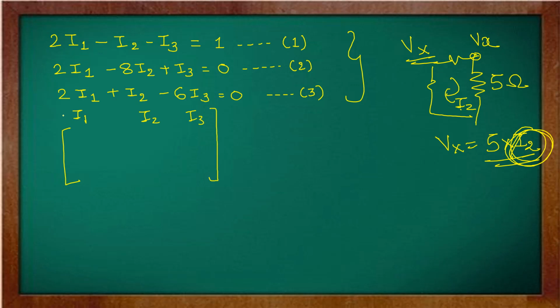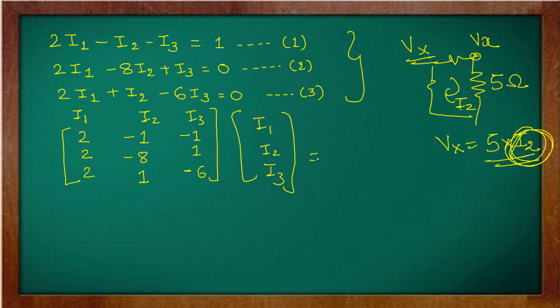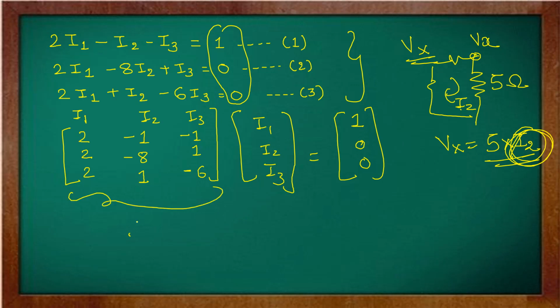So in the first column, write down the coefficients of I1: 2, 2 and 2. Now the second column is the coefficients of I2. So in the first equation, the coefficient is -1, second -8, third +1. Now third column is -1, +1 and -6. Then write down I1, I2, I3, which is equal to, see these 3 values, that is 1, 0 and 0. Now what will we do? We will find this delta, the determinant.